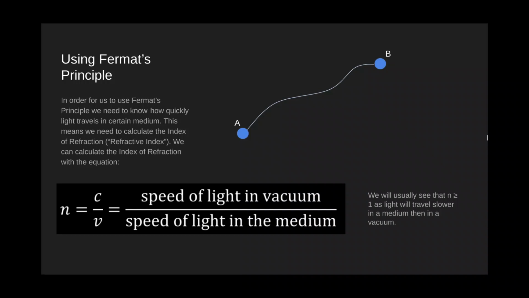So in order for us to calculate the refractive index, we need to use this equation at the bottom, which is the speed of the light in the vacuum divided by the speed of the light in the medium. And we'll usually see that n is greater than or equal to 1, as 1 is our basic vacuum refractive index number, and most things travel slower than they would in a vacuum.